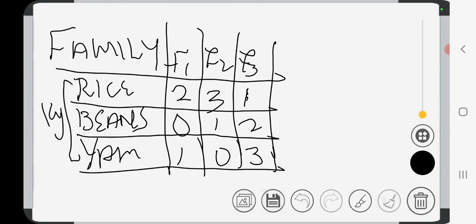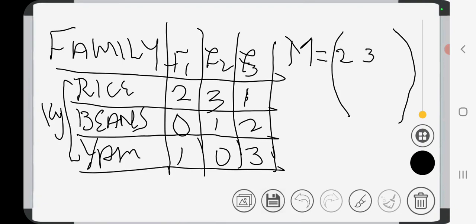I can represent this one in a summary version called matrix. So let's say matrix M. Instead of me putting all the information on the table, I'll just write the value of the kilogram of food that they have. So I will just put the values alone: 2, 3, 1, 0, 1, 2, 1, 0, 3. Each of the entry inside this bracket is called elements of the matrix.